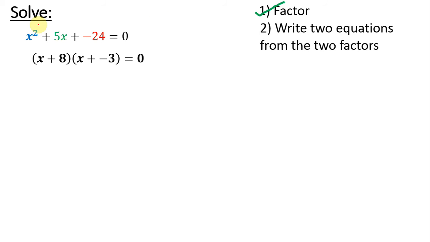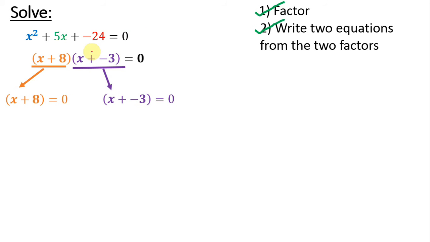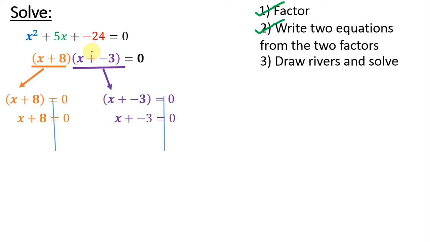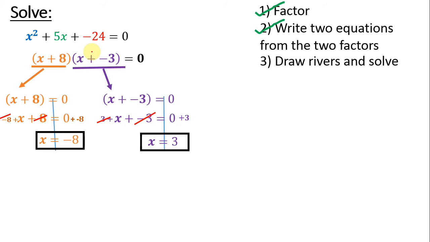The next thing I'm going to do is write my two equations from the two factors. So when I say two factors, this is one factor, this is my other factor, so I'm going to write my two equations from those two factors. The first equation will be x plus 8 equals 0. The second equation will be with my second factor, x plus negative 3 equals 0. Then I'm going to draw my rivers and solve these equations. My solutions are x equals negative 8 and x equals 3. No check today. Check vacation.